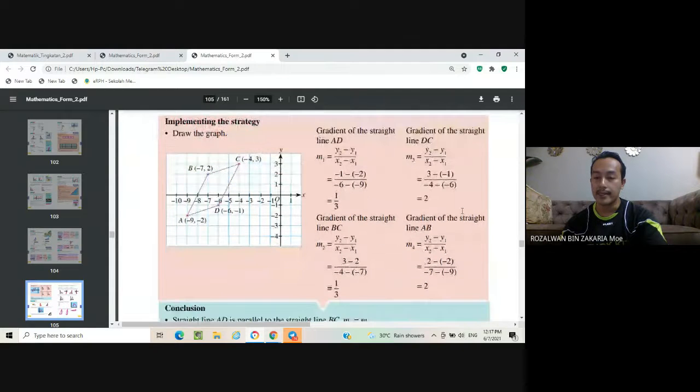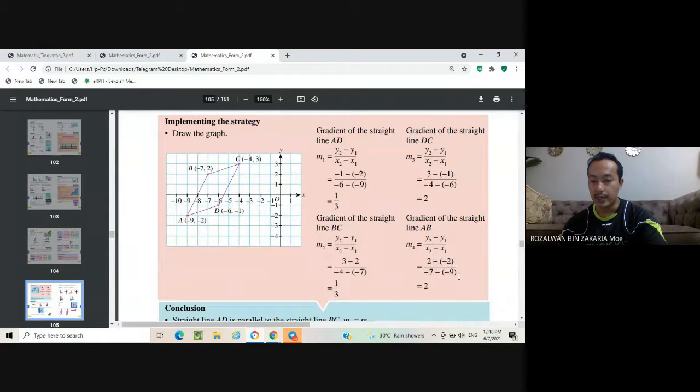Let's say you label the gradient of AB as M4, and use the same formula: y2 minus y1 divided by x2 minus x1. Looking at AB, B becomes x2, y2 and A is x1, y1. So the y2 here equals 2, minus y1 which equals minus 2, close bracket. Then divide by x2, which is minus 7, minus x1, which equals minus 9. So put the bracket, minus 9, close bracket.